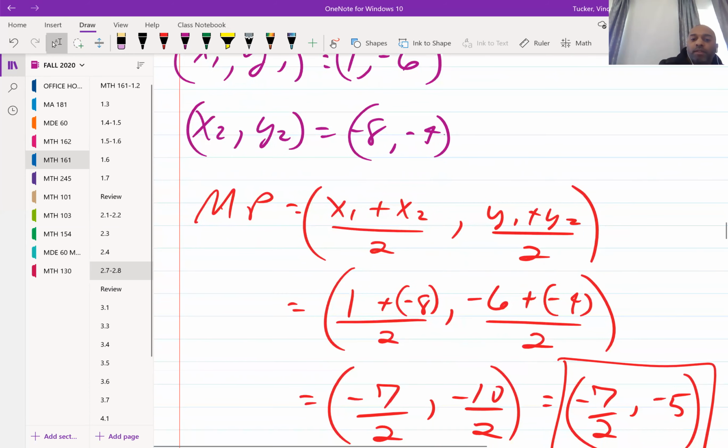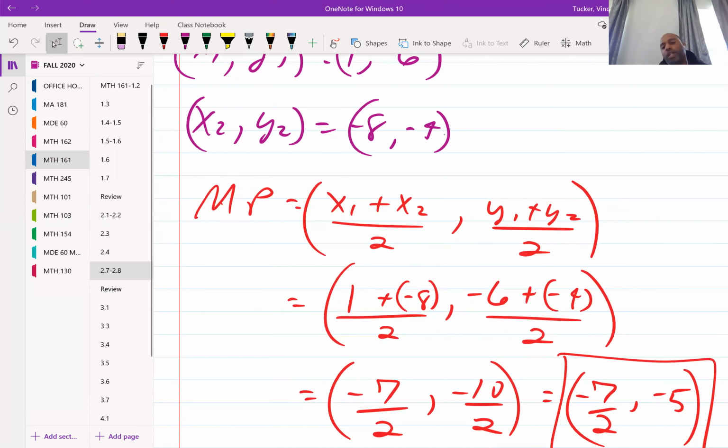All right, 1 plus -8 is -7 over 2. -6 plus -4 is -10 over 2. So that -7 over 2 is okay to leave as a fraction since 2 cannot divide into 7 evenly. 10 over 2 will give you 5, and that'll be your coordinates. -7 over 2 and -5.